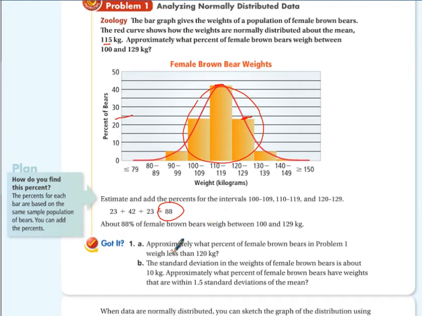Take a look at Got It number one. What percent of female brown bears in problem 1 weigh less than 120? And then, the standard deviation in the weights of female brown bears is about 10. Approximately what percent of female brown bears have weights that are within 1.5 standard deviations of the mean? Go ahead and try to get answers there to 1A and 1B, and then we'll chat about those.